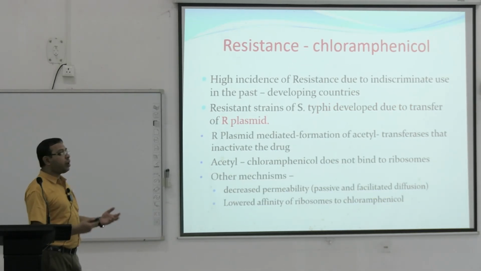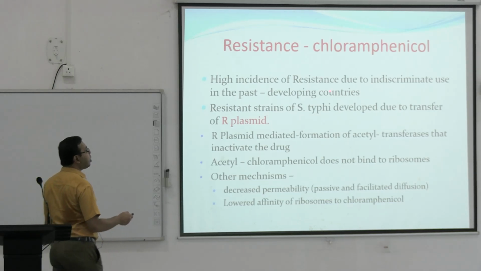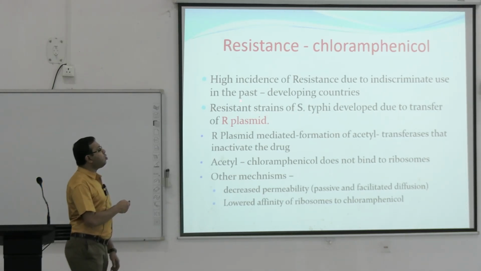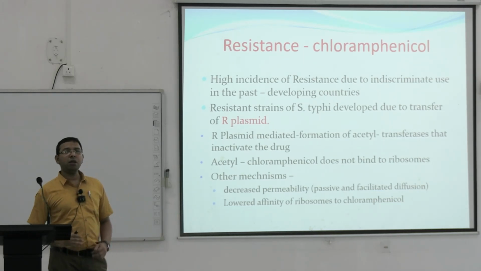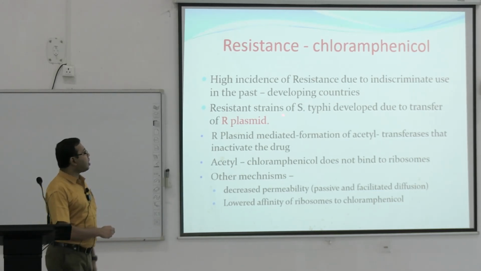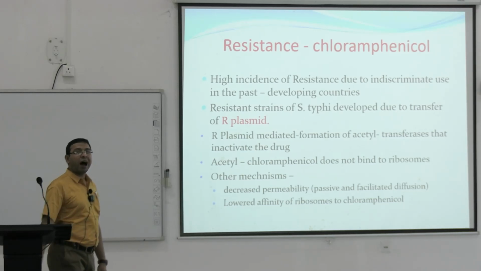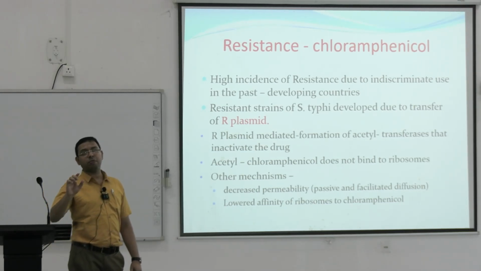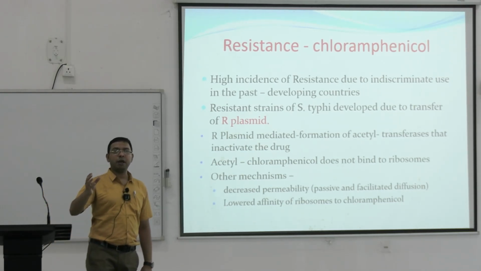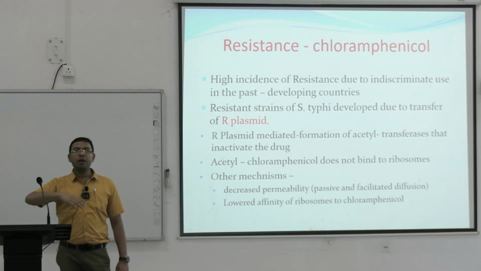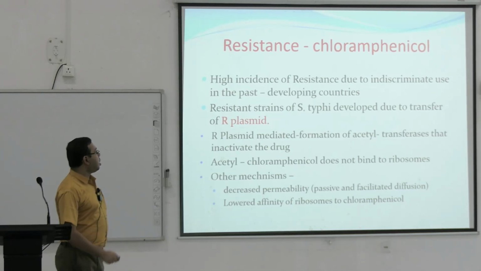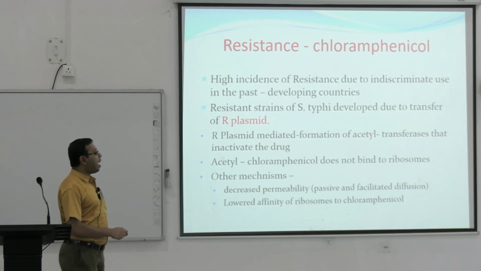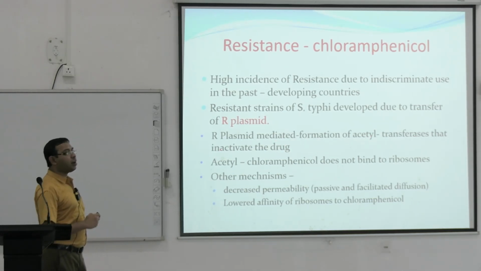Resistance develops more with chloramphenicol, because of its indiscriminate use in the past in developing countries. Previously, chloramphenicol was used indiscriminately. Resistance tends to develop through a plasmid. R means resistance plasmid. So these plasmids are developed by the bacteria, and ultimately they are transferred from one bacterium to another, so all become resistant. So the R plasmid mediates formation of transferases that inactivate the drug.